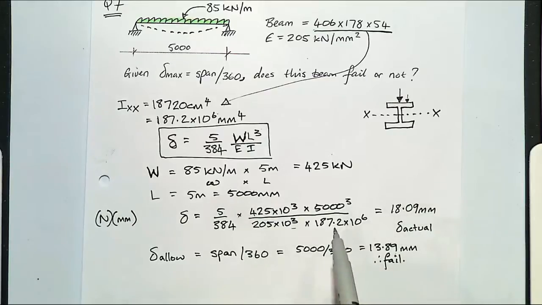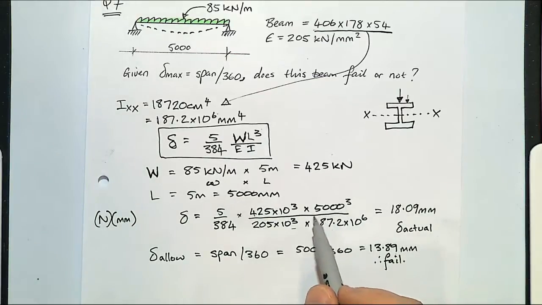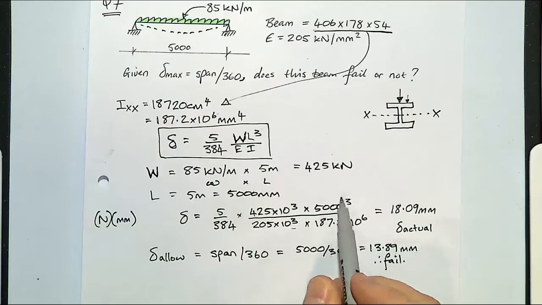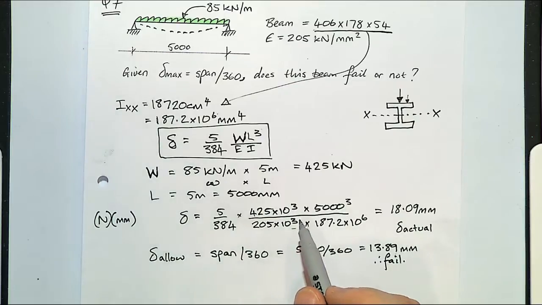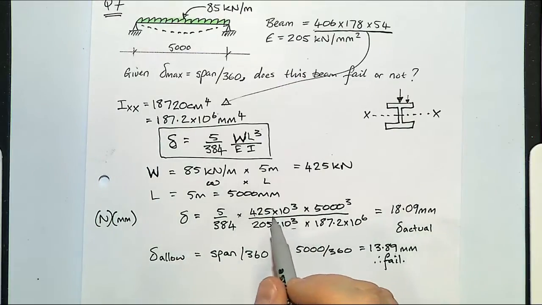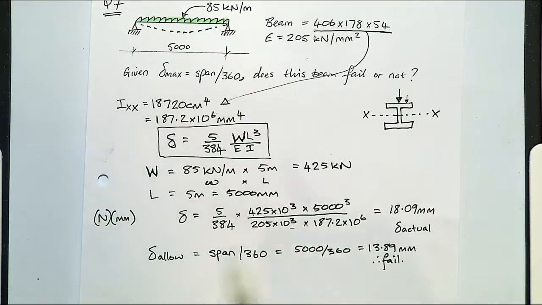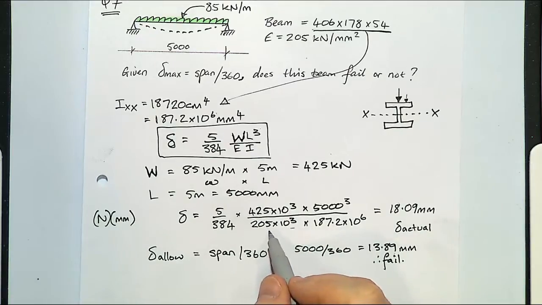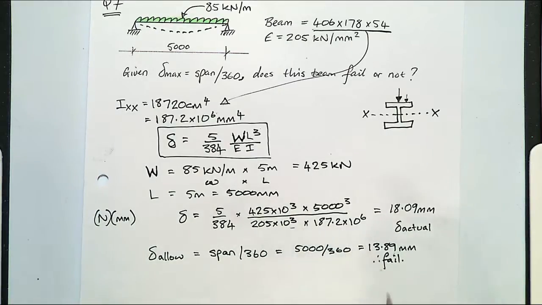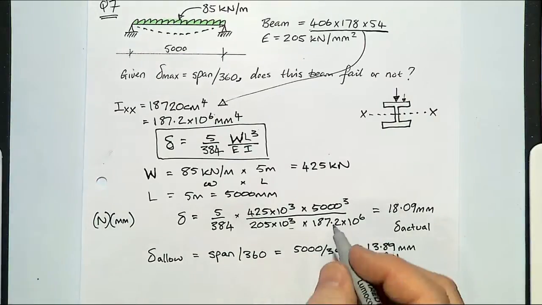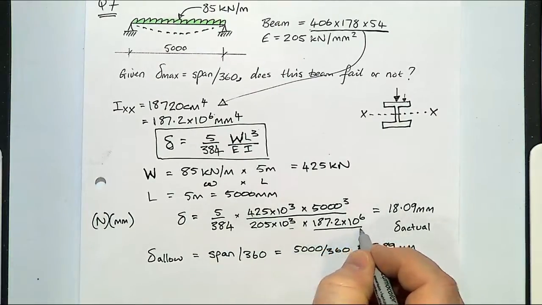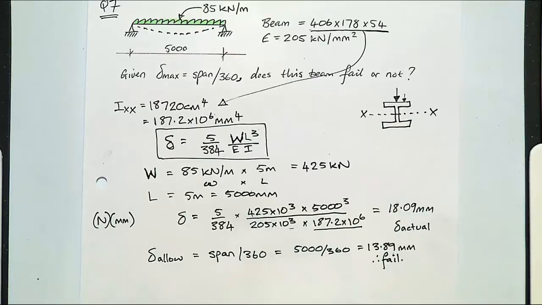Now the things that we can play around with: if you can adjust the span, if you can adjust the load, then you could make them smaller to reduce the deflection. Or you can look at the I value, so you could pick a thicker beam with a larger value. So you're more likely to adjust that to make sure that your actual deflection is less than the 13.89.